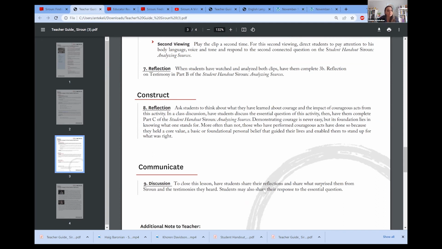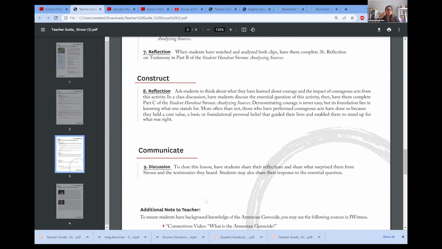And communicate is essentially a discussion where students share their reflection of what surprised them from what they saw in the film or the testimonies that they heard. It's a very simple process: you move through these different stages, or these different C's, to end up with students really bringing back what they have learned. Now I'm going to go back to my PowerPoint.